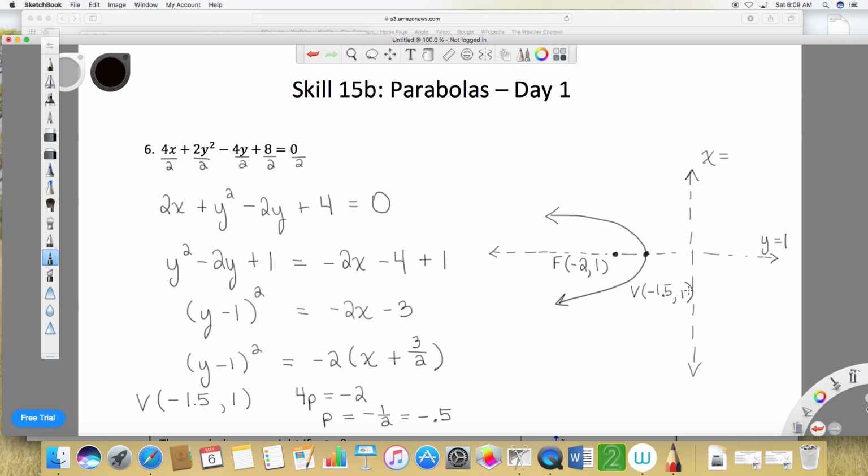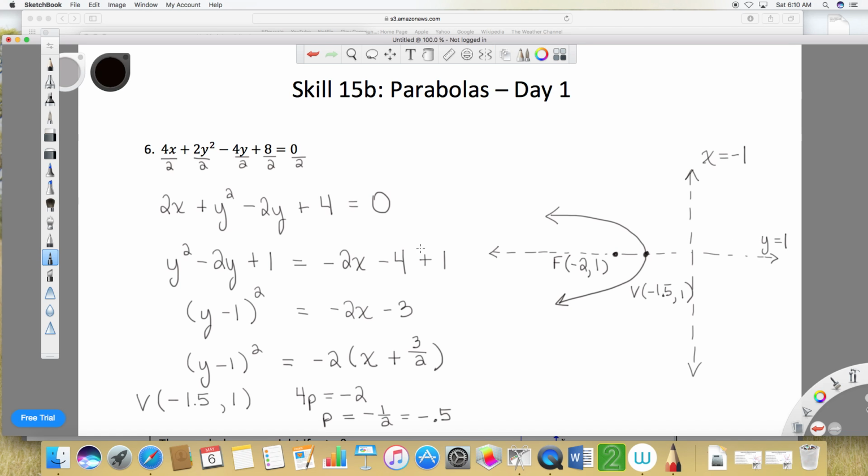So you can see those three numbers are the same. If I move half a unit to the right of the vertex, if I add 1/2, negative 1.5 plus 0.5, then this is going to be negative 1. So I believe now that I have all 5 pieces of information that they wanted for this problem.